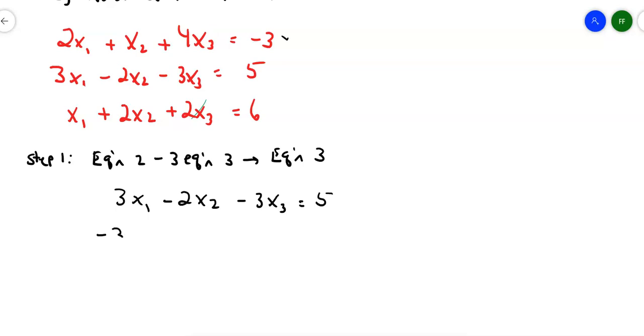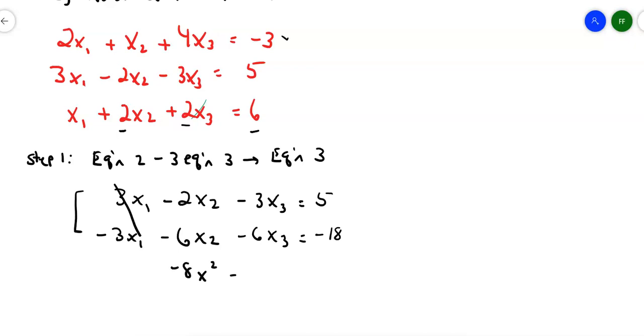So now I get negative 3x sub 1. Take that 2 and multiply it by negative 3, and I get negative 6x sub 2. Take that 2 and multiply it by negative 3. We get negative 6x sub 3. Don't forget the other side. 6 times negative 3 is negative 18. Now, combine these two things together. The x sub 1's cancel. I end up with negative 8x sub 2 minus 9x sub 3 equals negative 13.